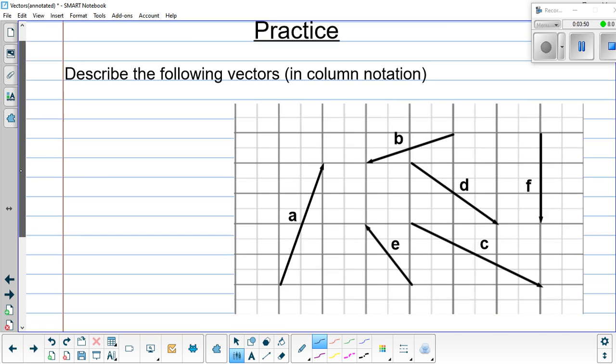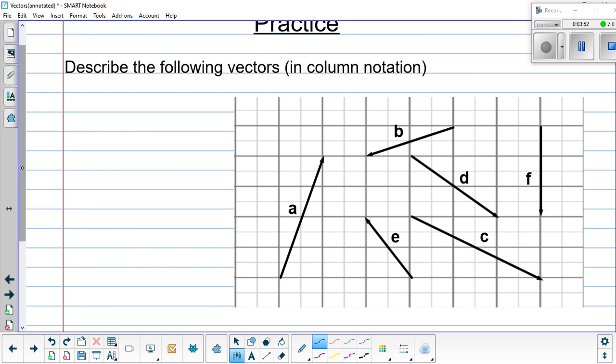So here are 6 different vectors. What I want you to do is pause the video, try and describe the column vectors for each. When you're ready, then we'll press play and we'll go through the answers. Okay, welcome back. So for A, my vector is going to be 1 over, I'm just counting the dark lines as one space, 1 over and 4 up. For B, I am going to have negative 2 to the left and negative 1 down.